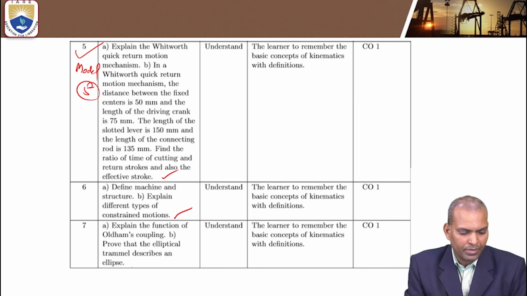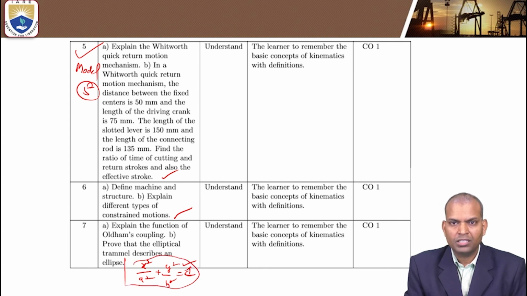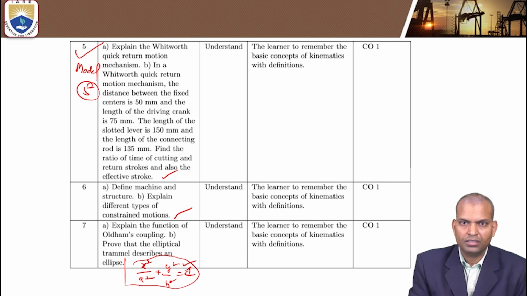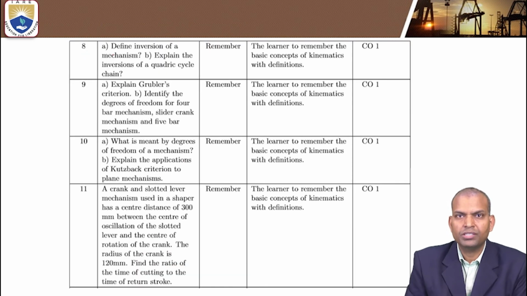Prove that the elliptical trammel describes an ellipse. Here x squared by a squared plus y squared by b squared equals some constant, that is, equal to 1. This is what you have to follow. We covered it in an earlier session. Go through it. Now, these are the questions.